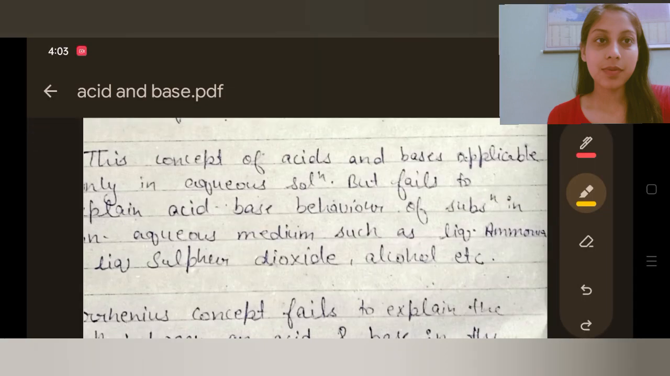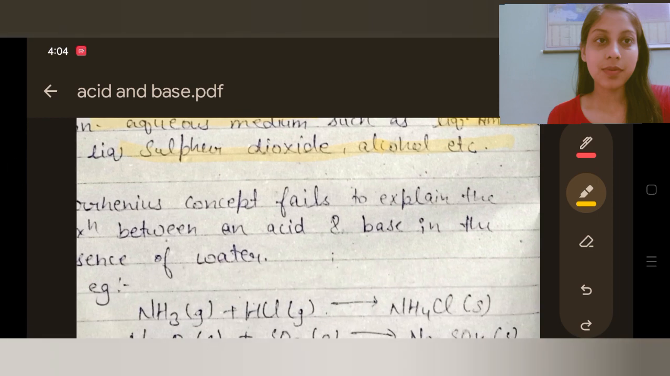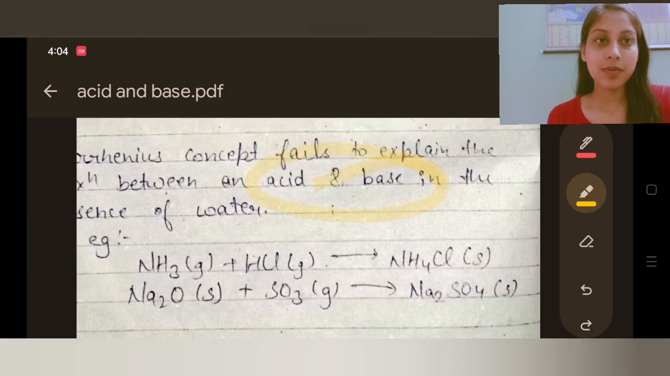Now, this concept of acid and base is applicable only in aqueous solution, but fails to explain the acid-base behavior in non-aqueous medium such as liquid ammonia, sulfur dioxide, alcohol, etc. The Arrhenius concept also fails to explain the reaction between acid and base in the absence of water.